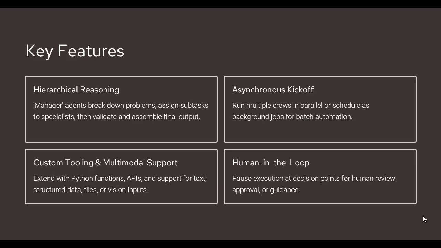You can run multiple crews in parallel or schedule them as background jobs, ideal for batch automation. Custom tooling. Write Python functions, call APIs, or use open source integrations to give agents real capabilities beyond LLM text generation. Multimodal input support. Agents can consume not only text but also structured data, files, or vision-based inputs if needed. Human in the loop (HITL). This feature allows you to pause execution at decision points to let humans review, approve, or guide agents. This is perfect for high-stakes workflows.